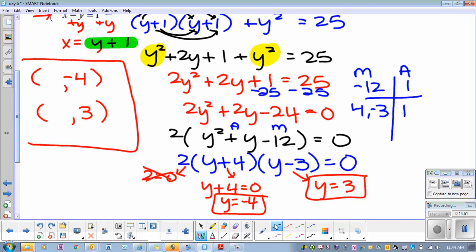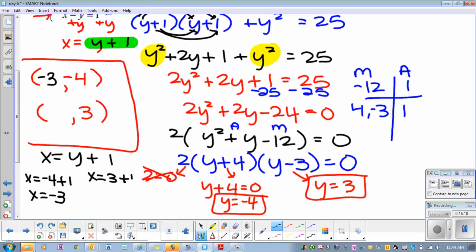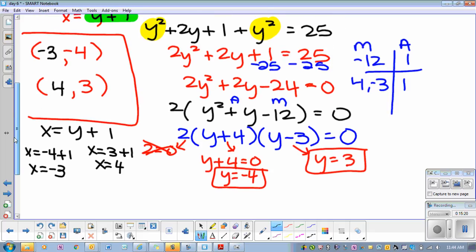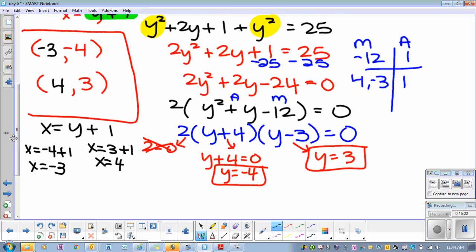So I'm going to plug in x equals y plus 1. I'm going to plug in negative 4. So x equals negative 4 plus 1. X equals what? Negative 3. So for negative 4, my x number is negative 3. For 3, x equals 3 plus 1, so x equals 4. So that's how you get this. Remember, you guys are expected to know how to solve by factoring. So this will come up.